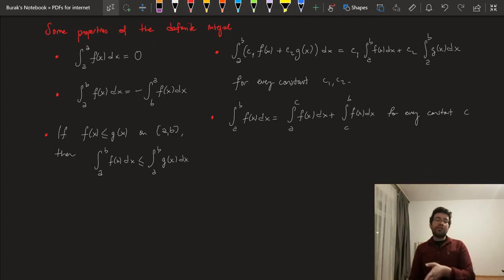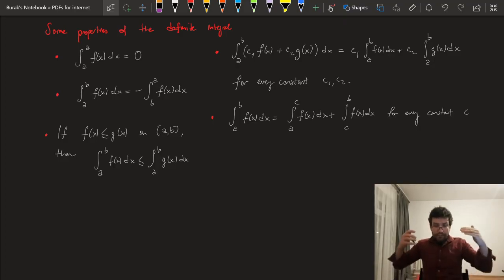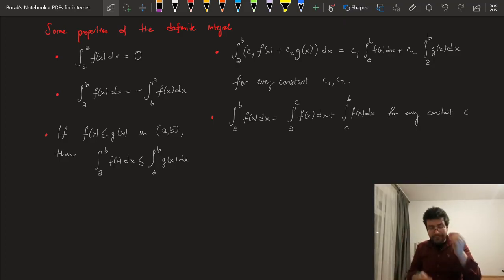And why? Because if f is less than g on AB, every upper Riemann sum of f will be less than the corresponding upper Riemann sum of g. I am sorry, fix a partition. Compute the upper Riemann sum of f with respect to that partition. Compute the upper Riemann sum of g with respect to that partition. If f is less than g, the upper Riemann sum of g will be greater than or equal to the upper Riemann sum of f with respect to that partition, and the same thing will happen for lower Riemann sums as well.